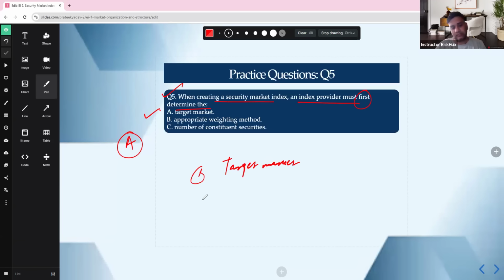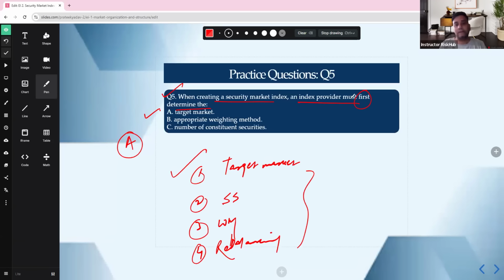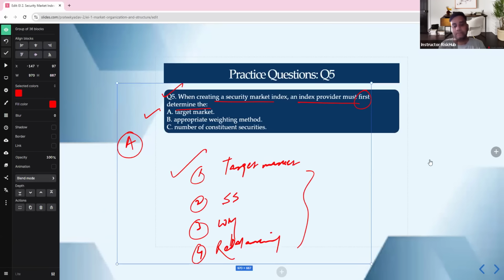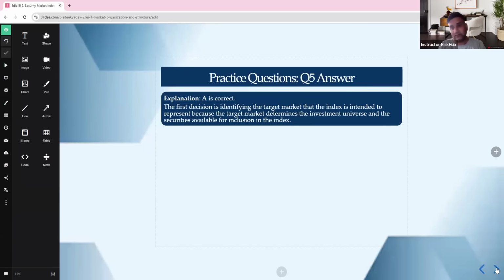That's the first thing. The second is security selection. Third is weighting method. Fourth is rebalancing. So the first one is your target market. Remember that. Okay, so please keep that in mind. Target market defines your investment universe. Without defining a market, nothing else makes sense.